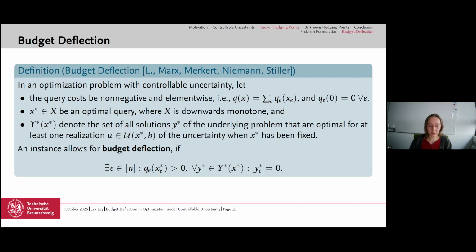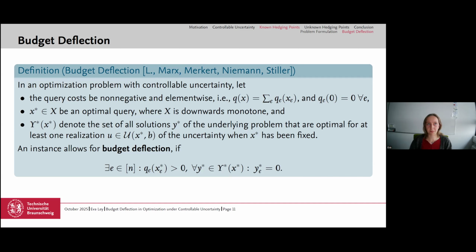say that an instance allows for budget deflection if there exists a coordinate with positive costs, so a coordinate that we really query. That, however, is never used. So where we have y e star equal to 0 for all optimal solutions here. So in short, we have budget deflection for the KHB setting, as we just saw with the previous example.